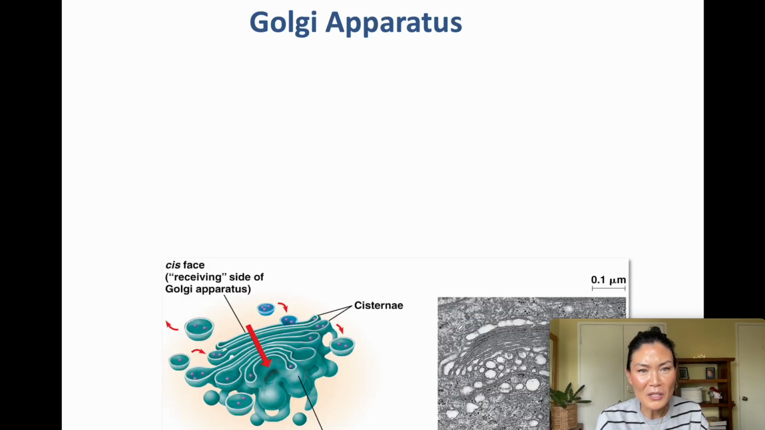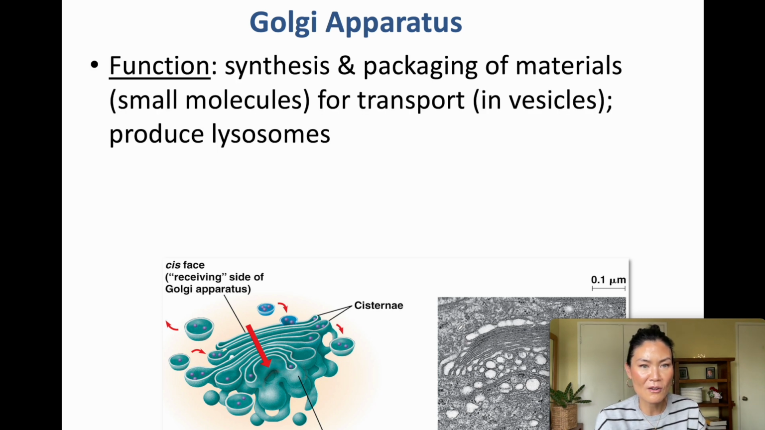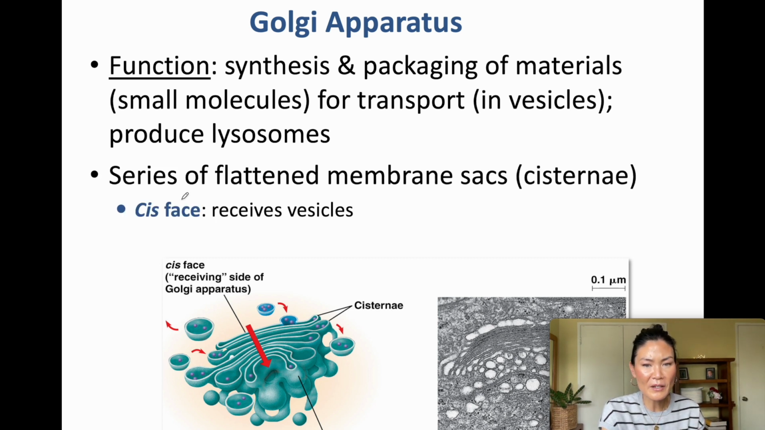Okay, so the Golgi. The Golgi receives materials from the rough and the smooth ER. So what does the Golgi do? Its function is to synthesize and package materials for transport in vesicles, and they're going to produce the lysosomes, depending on what they receive. So let me go over that right now.